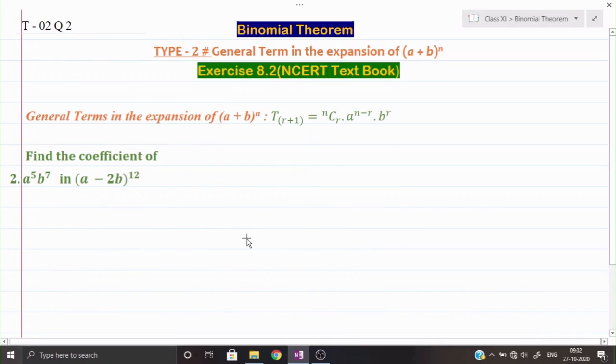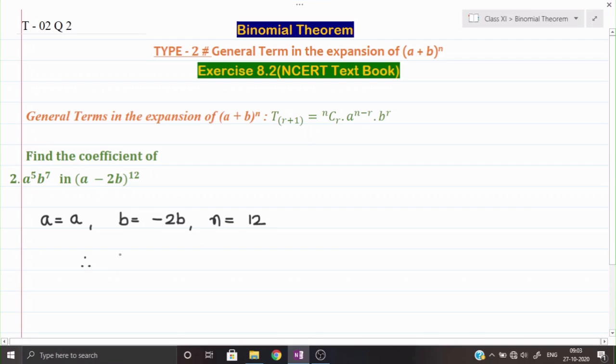Now see, in question number 2, you observe we are expanding (a minus 2b) whole power 12. In this expansion, a to the power 5, b to the power 7, that is one term that will come. And in this term, what numerical value is attached, meaning the coefficient, that we need to find out. So first of all, you see the value of a will be equal to a, then b will be equal to minus of 2b, and n will be equal to 12.